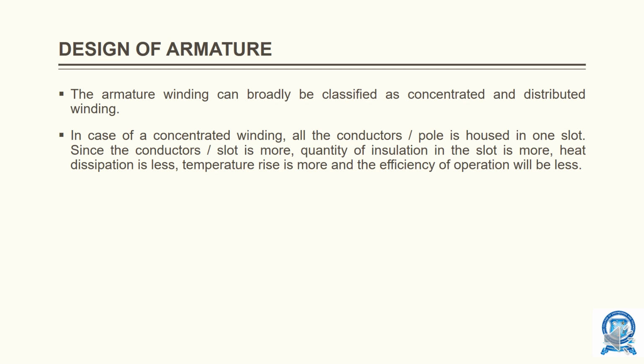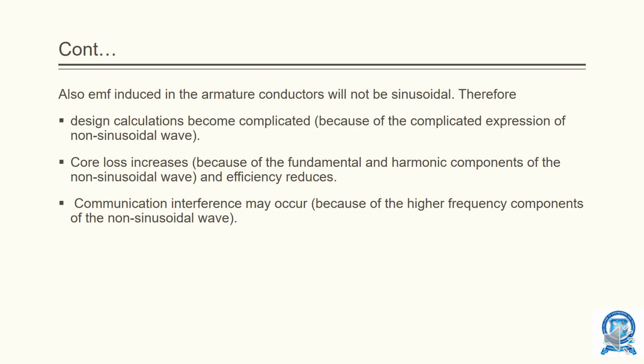The armature winding can be broadly classified as concentrated and distributed winding. In case of concentrated winding, all conductors per pole are housed in one slot. Since the conductors per slot is more, quantity of insulation in slot is more. Heat dissipation is less, temperature rise is more, and the efficiency of operation will be less. Also, MMF induced in the armature conductors will not be sinusoidal. Therefore, design calculations become more complicated and core loss increases, commutation interference may occur.